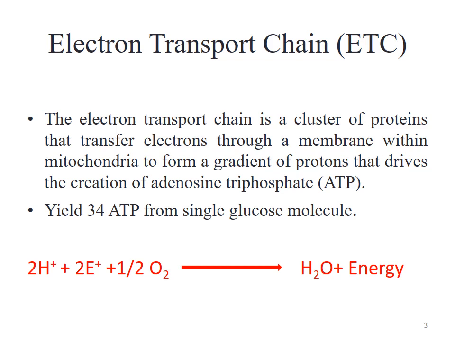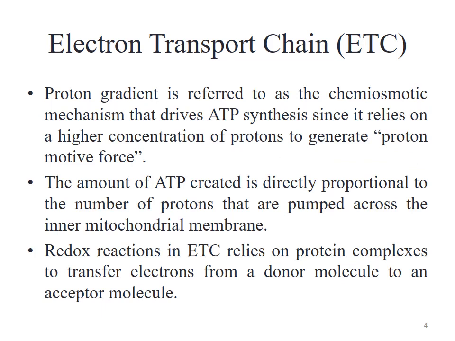And here you can see in the equation, two hydrogen ions, two electrons and half an oxygen molecule get converted into water, and in this process energy is released. The proton gradient is referred to as the chemiosmotic mechanism that drives ATP synthesis, since it relies on a higher concentration of protons to generate proton motive force.